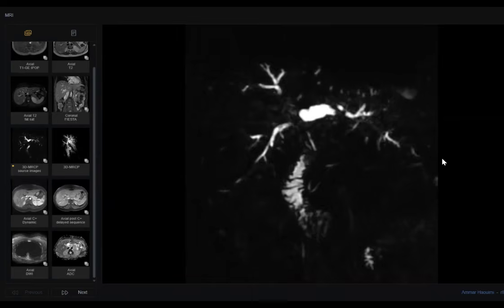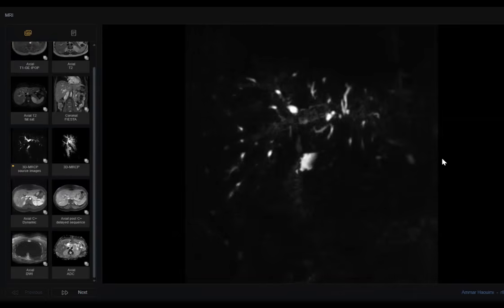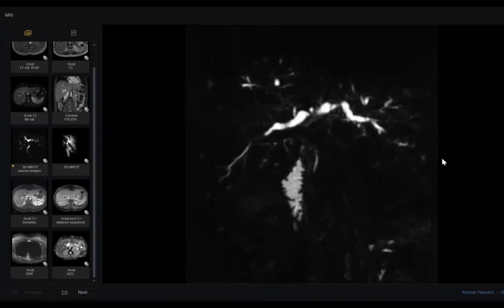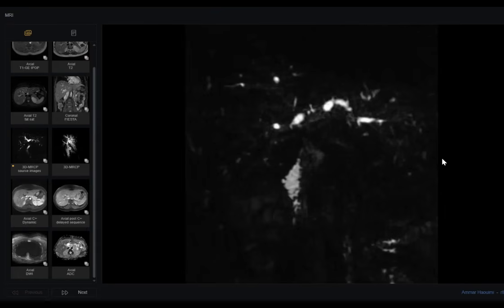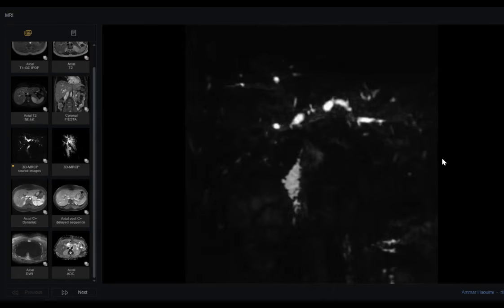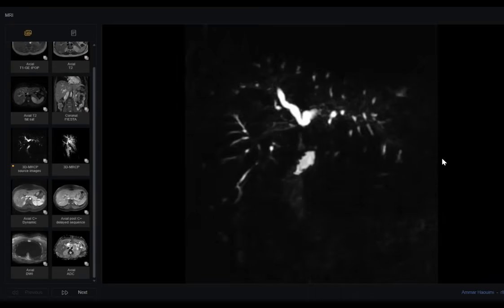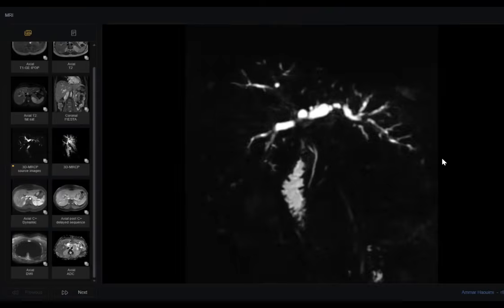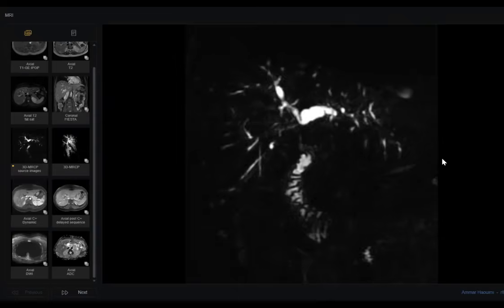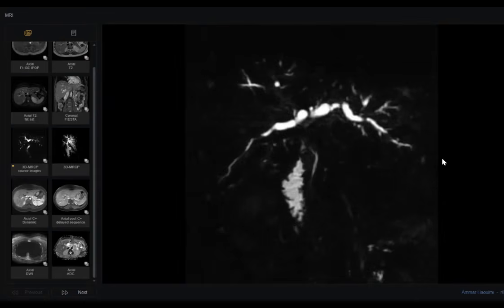So these are the MRCP images, sir. Heavily T2 weighted images, sir. These are the 3D MRCP images. These are heavily T2 weighted. This again redemonstrates that there is dilatation of the intrahepatic radicals, and I can see some filling defect noted at the region of confluence, and the distal common bile duct is not well visualized.